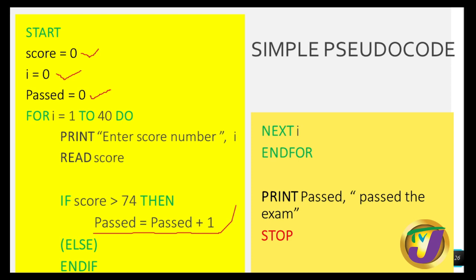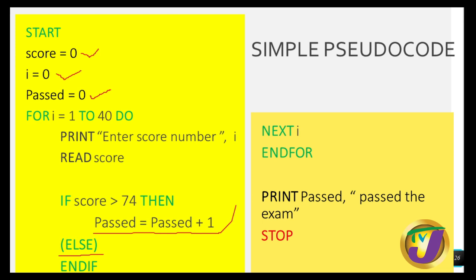If we have a third score and the person gets 45, which means that they have not passed, what will happen now is that when we reach the if statement, instead of executing what is inside the then section, it will go to the else section, because the condition is that the score has to be greater than 74. But 45 is not greater than 74. Hence, we're not going to do what is in the then section. We're going to do what is in the else section.